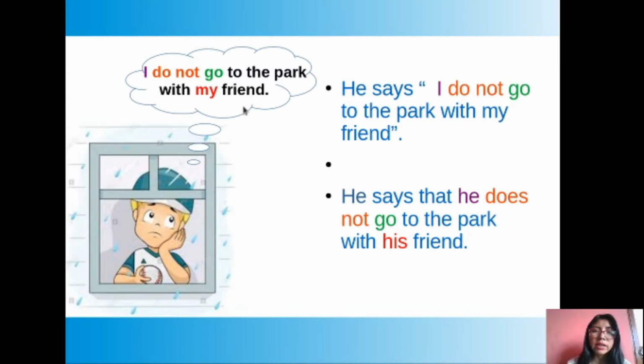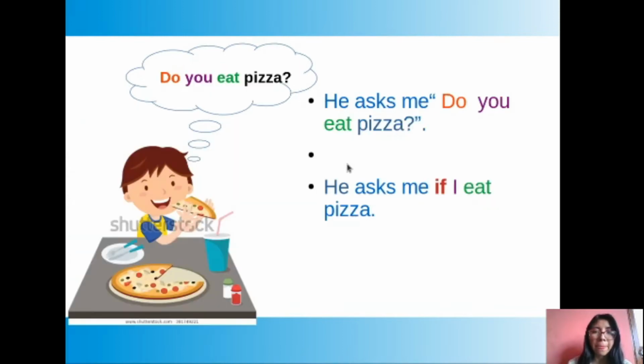Okay, in this case, that is the same. I have to change my friend to his friend. Mi amigo, su amigo, referring to he. Okay, so check the chart of the pronouns. Revisa la tabla de los pronombres. Yo ya les envié eso.